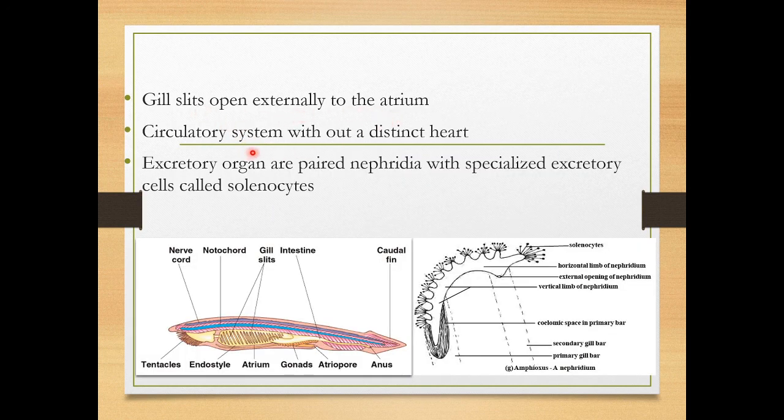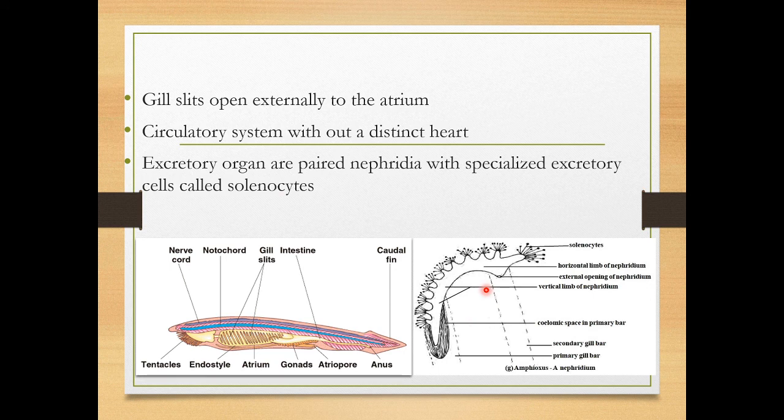It's already said. Circulatory system without a distinct heart. There is no specialized heart. Excretory organs are paired nephridia with specialized excretory cells called solenocytes. Just like in Annelida, you have seen the excretory organ is nephridia. Here it is nephridia, but slightly different in structure, with cells called solenocytes.